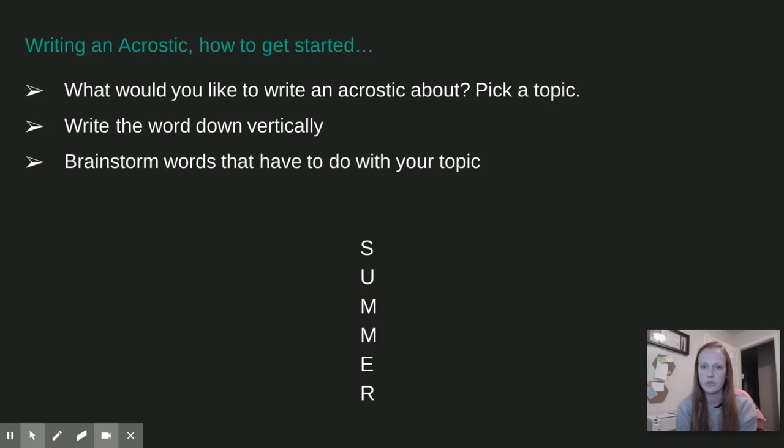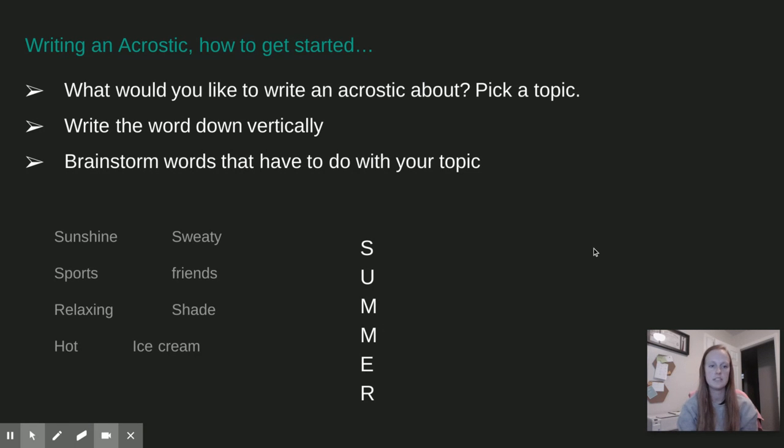After you have your topic chosen and you have written it down, brainstorm ideas on what you're going to write your poem about. It could be helpful to pull out another piece of paper, pull up a new document, and brainstorm words there. You can brainstorm words, phrases, anything that you can use in your poem to describe summer. So these are the words I came up with: sunshine, sweaty, sports, friends, relaxing, shade, hot, and ice cream. So I'm going to use these words to write my poem.